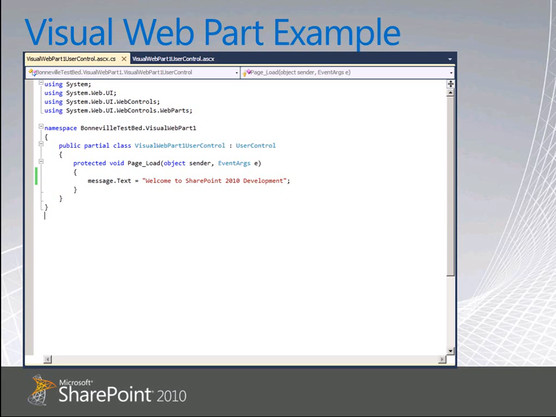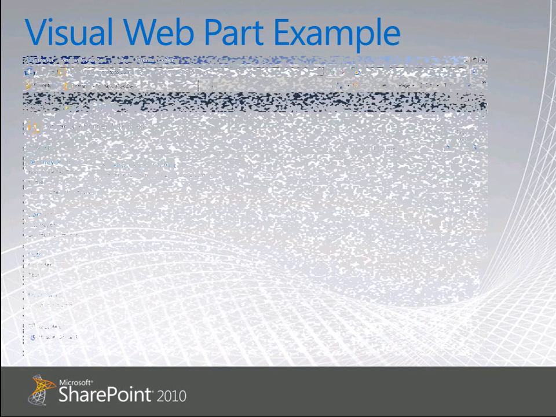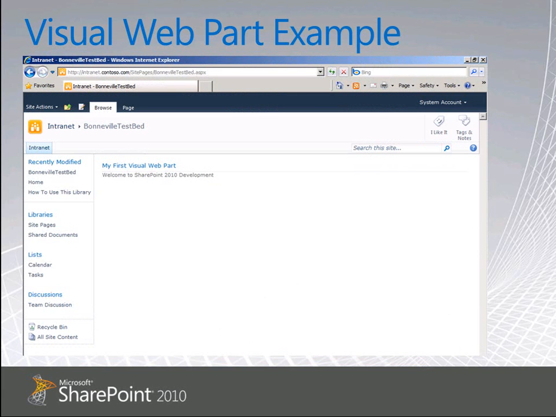Now we can deploy our web part very straightforwardly by pressing Ctrl and F5 from Visual Studio, and this will package and deploy the web part. We can then add it to a web part page with a few simple clicks. So this is what our web part looks like. We have our message that says "Welcome to SharePoint development."